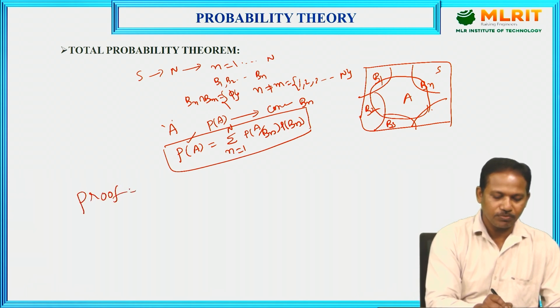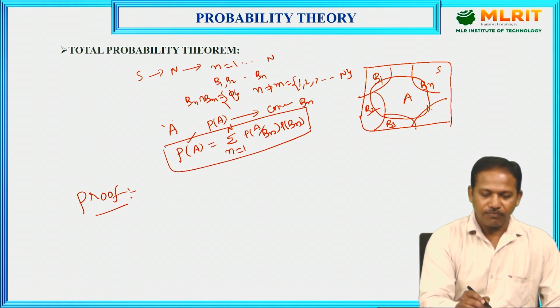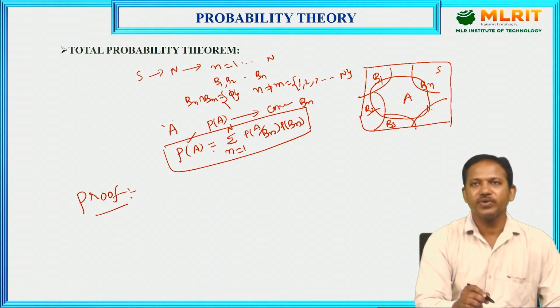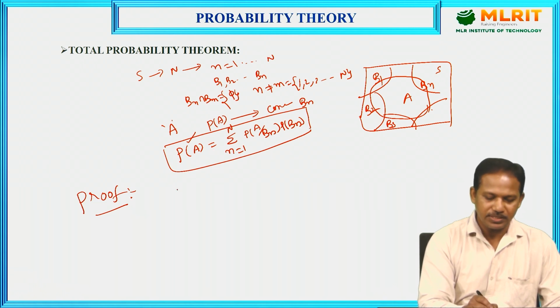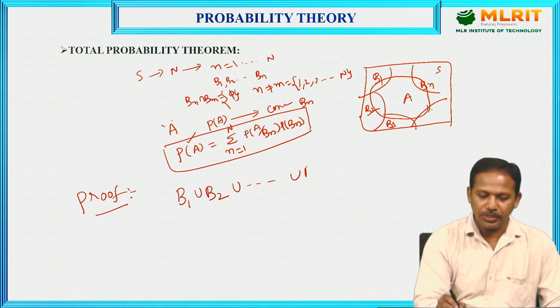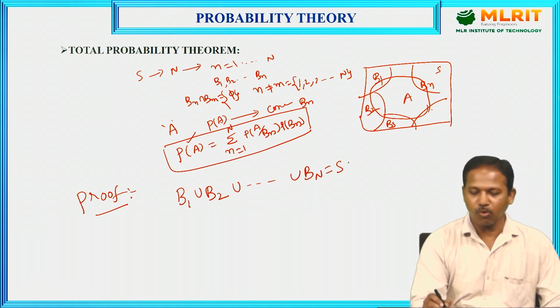Proof. Here the first point is that all these events are mutually exclusive, that is B1 union B2 union and so on union Bn is equal to the sample space. Point number 1.